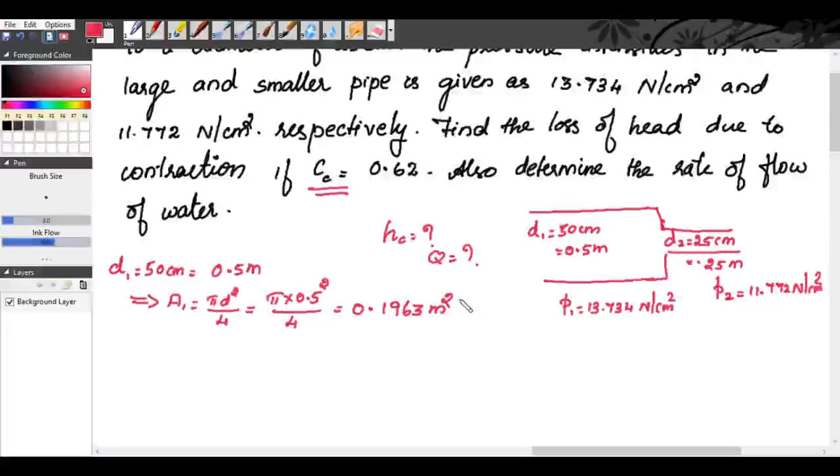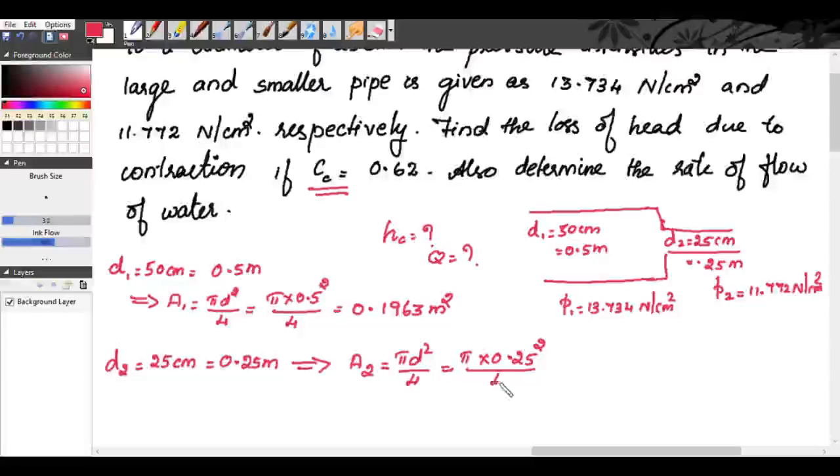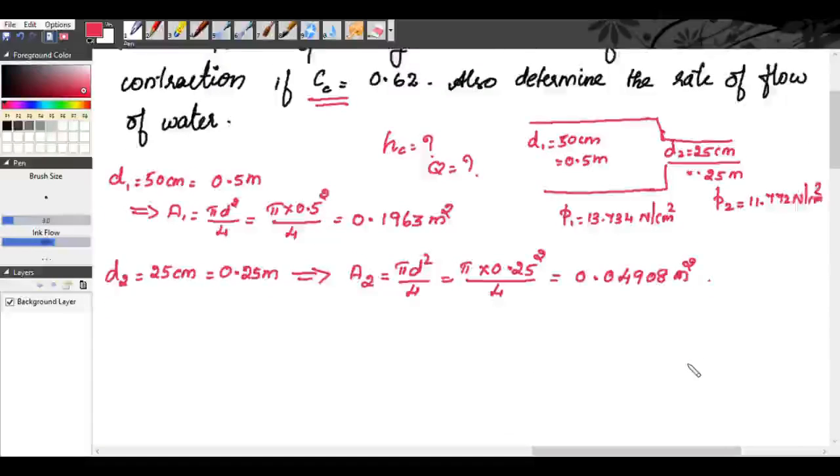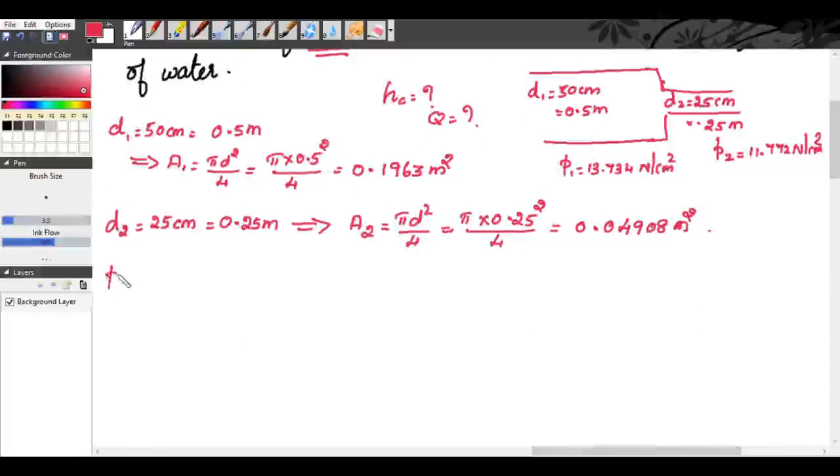Now, the diameter of the smaller pipe can be taken as D2. So, D2 is equal to 25 centimeter. That is equal to 0.25 meter. And from this we get A2 is equal to pi d square by 4. D is D2 here. So, pi into 0.25 square divided by 4. We get A2 is equal to 0.04908 meter square.